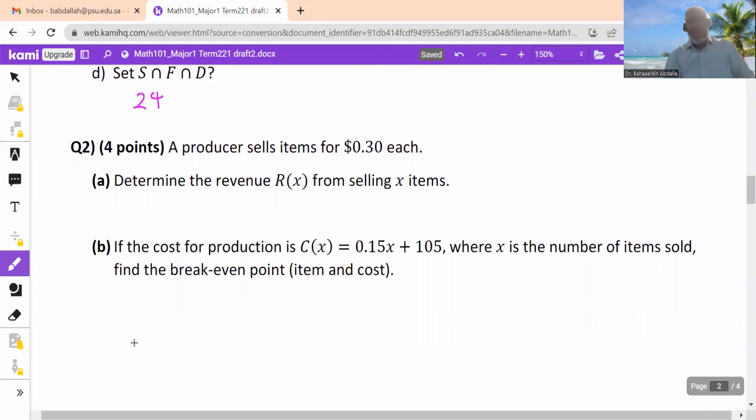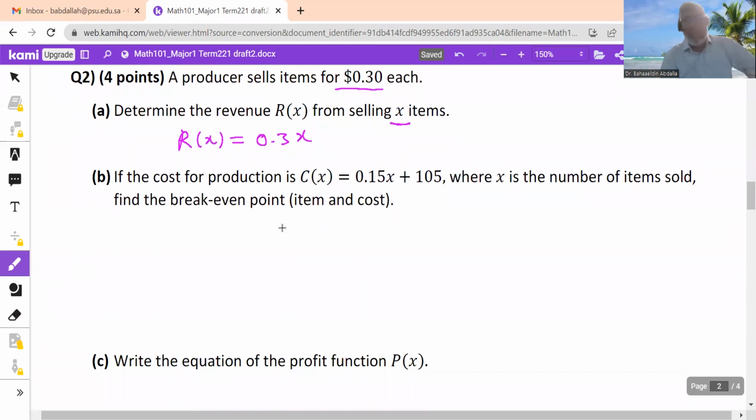A producer sells items for $0.3 each. So this is the selling price of each item. Determine the revenue from selling x items. You find the revenue by multiplying the number of items, which is here x, times the selling price of each item, which is 0.3. So the revenue would be 0.3 times x.